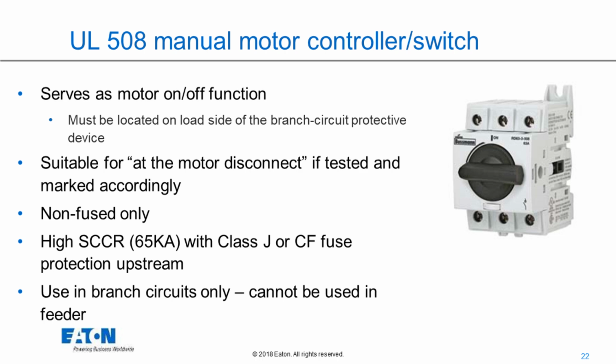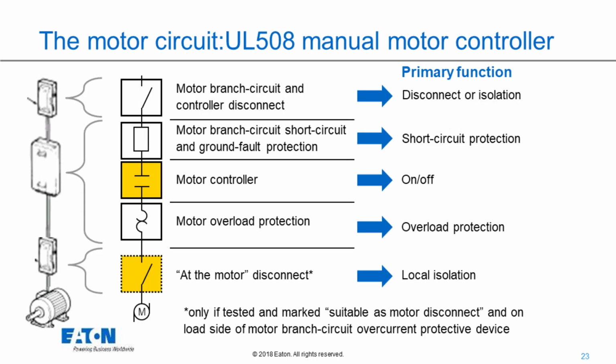It's non-fused only. It can have a high short circuit current rating, up to like 65,000, when protected upstream with a Class J or CF fuse. Can be used in branch circuits only, can't be used in feeders.